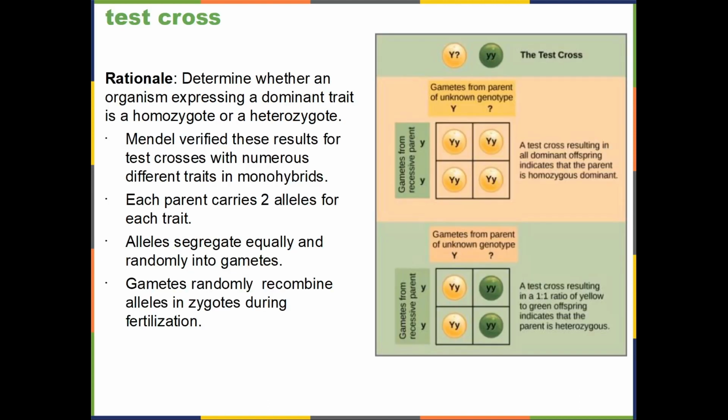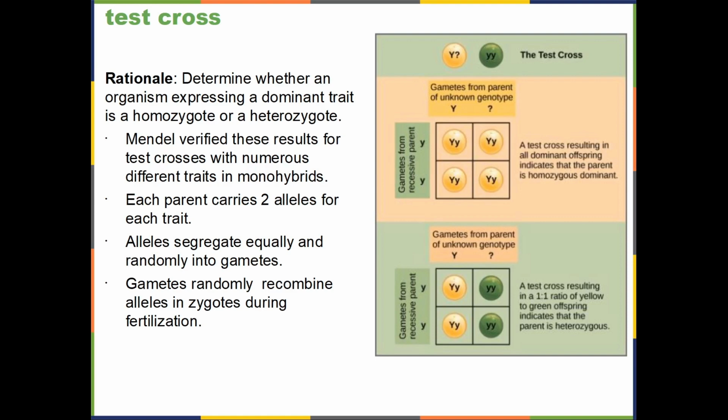All right, so a test cross. A test cross is used to determine whether an organism expressing a dominant trait is a homozygote or a heterozygote. That is, whether they have two of the same alleles or two different. Right? In this case, we're using Y's. Big Y, big Y, or big Y, little y.